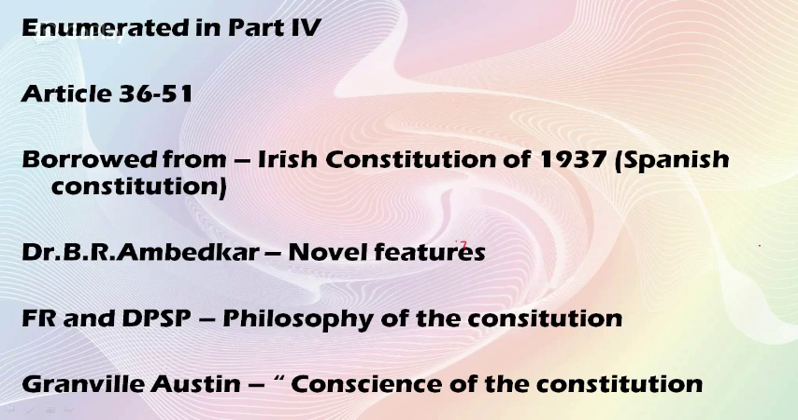These directive principles of state policies are enumerated in part 4 of the constitution. That means these are listed in part 4 of the constitution. In part 3 we have fundamental rights, and these are covered from article 36 to article 51. And also we know that our constitution was formed by including various important elements from the constitutions of the world. And this concept of directive principles of state policy was also borrowed from the Irish constitution, that means the constitution of Ireland of 1937.